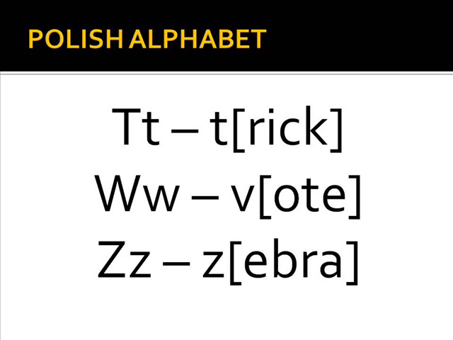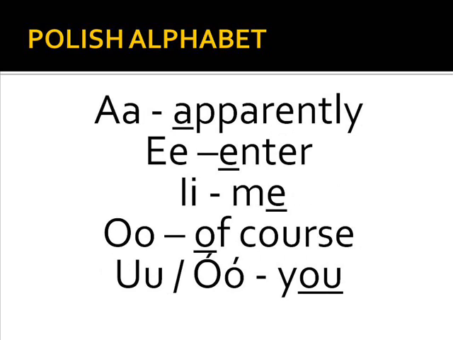Vote. Okay, and the letter Z for zebra, Z, Z. Letter Z, Z in Polish. Very, very simple. Okay, so we went through the consonants and look at the vowels here, because those are actually the most important that you meet in Polish language. Those basic 5 vowels.